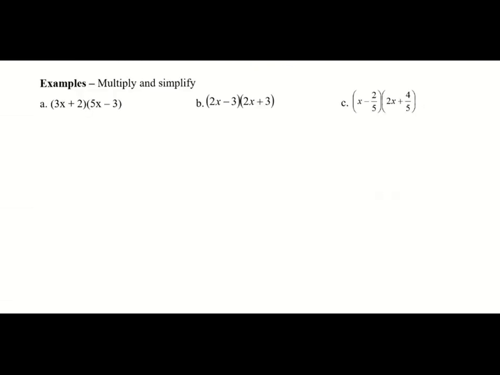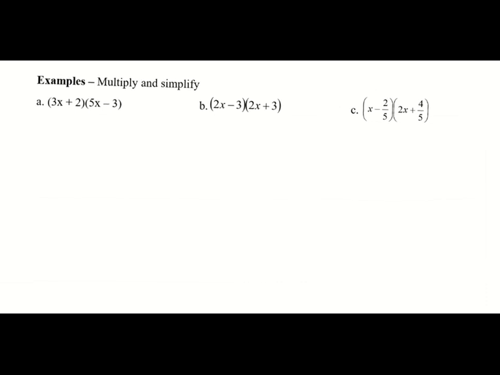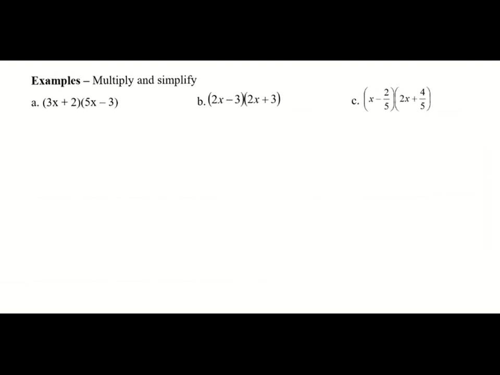Okay, so now we are going to multiply 2 binomials. One little trick you may have heard to help you remember how to multiply 2 binomials is FOIL, F-O-I-L. FOIL stands for first, outer, inner, and last.